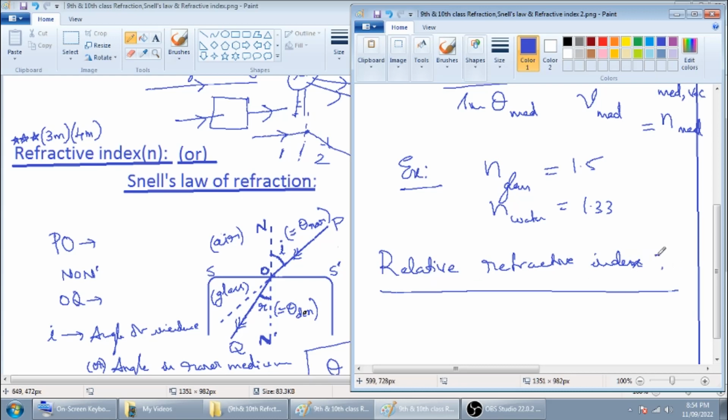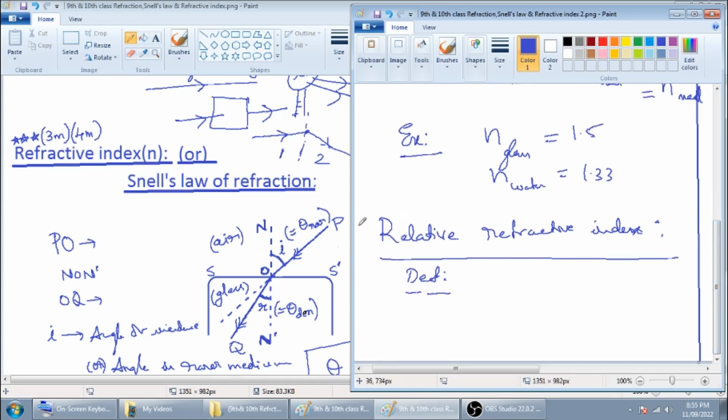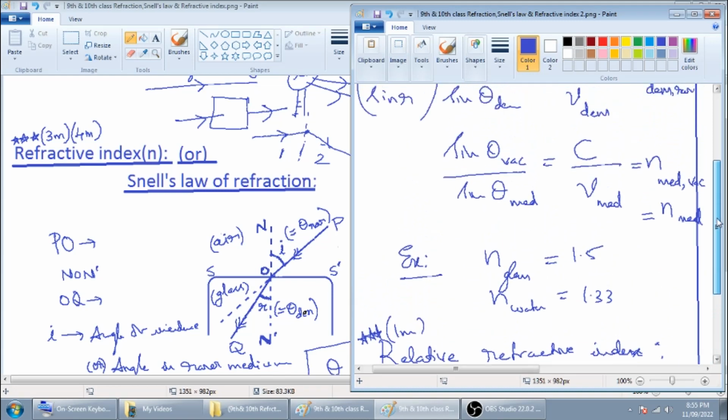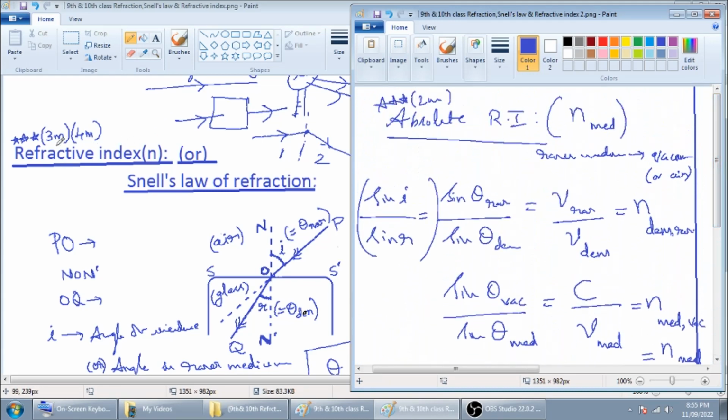So what is the relative refractive index? It's nothing but the refractive index of, so the definition is very simple. These are not separate topics, that's why I'm writing the side headings, just roughly showing. They are not very useful for marks. It carries just 1 mark because it's not a separate definition. See the earlier topic, 3 marks, 4 marks and even 5 marks can be asked. Absolute refractive index, to some extent, is 2 marks.